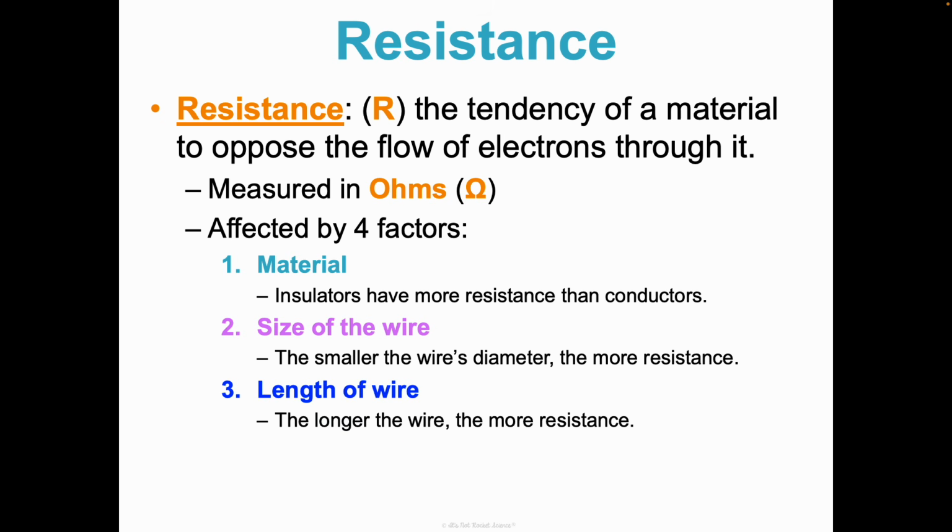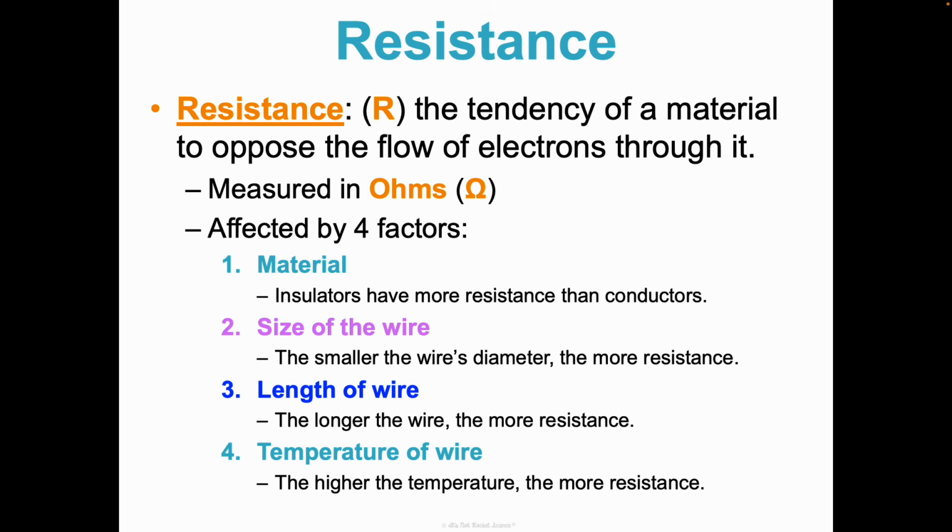Also, the length of the wire. The longer the wire, the more the resistance, because the current's having to flow farther than if it's a shorter wire. And then also the temperature of the wire. The higher the temperature, the more resistance there is. If you remember from our energy unit, temperature is the average kinetic energy of particles in an object. Remember, I told you how electrons move.